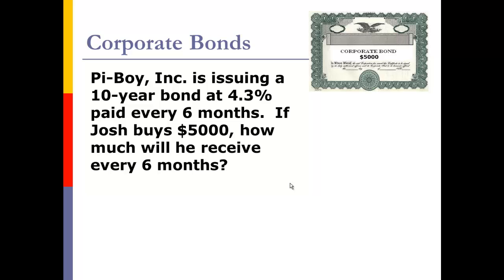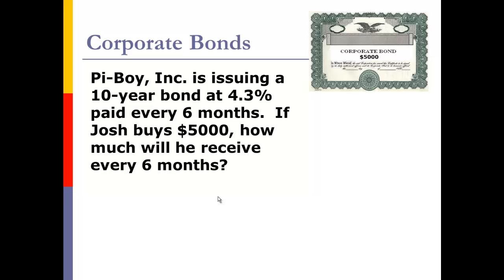a rate of 4.3%. Now remember, in the real world, that 4.3% is represented as an annual rate. It's per year. So I want to get paid every 6 months, but the rate that's been given to me is 4.3%, so we've got to do some modification there. Just got to be careful about that.